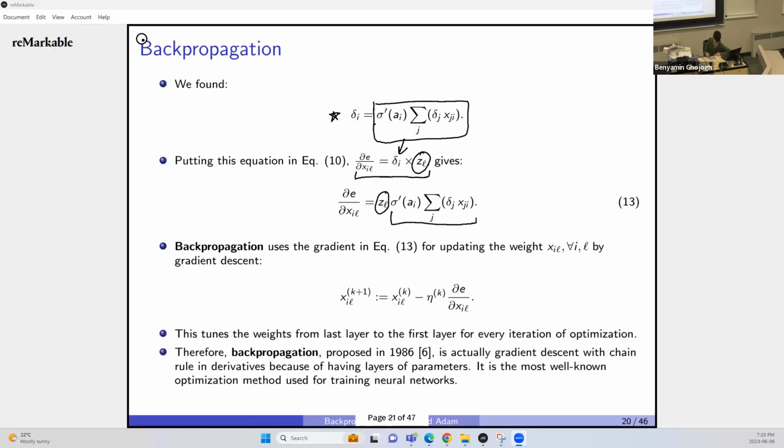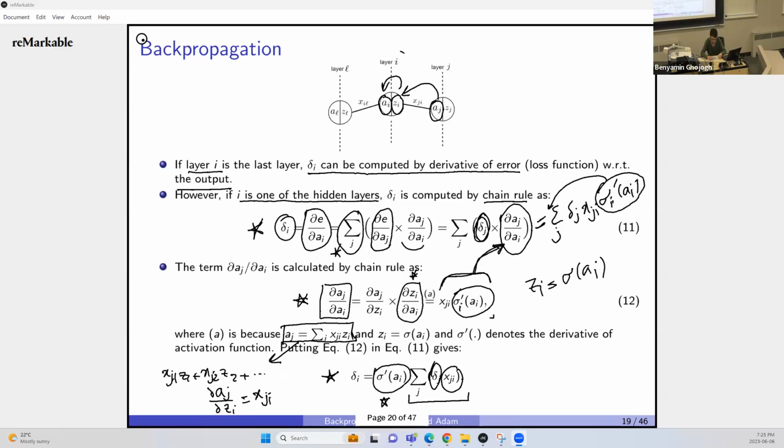Right? So back propagation, and this is the gradient. This derivative is the gradient, which we are going to use in gradient descent. Back propagation uses the gradient in equation 13 for updating the weight XIL for all I and L. What do I mean by for all I and L? For all neurons in this I layer and for all neurons in this L layer. So it means that for all weights between these two, and you do it for all of the layers. So for all layers, for all weights.